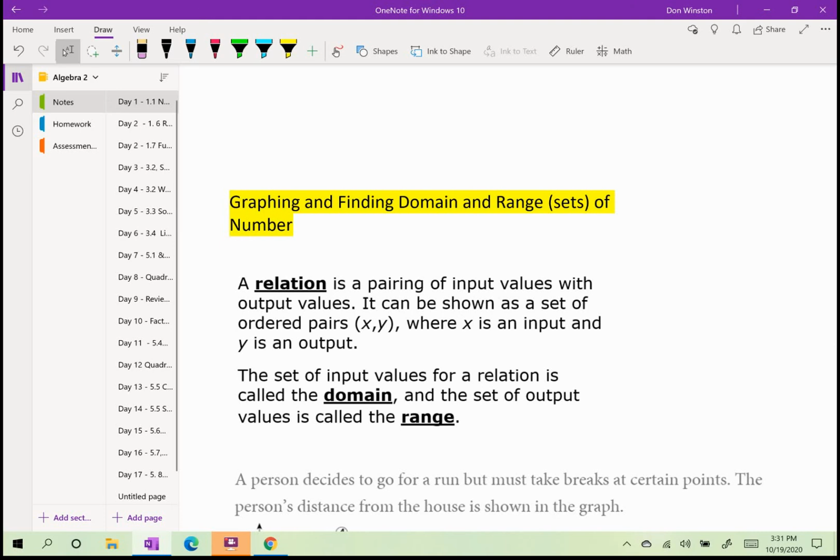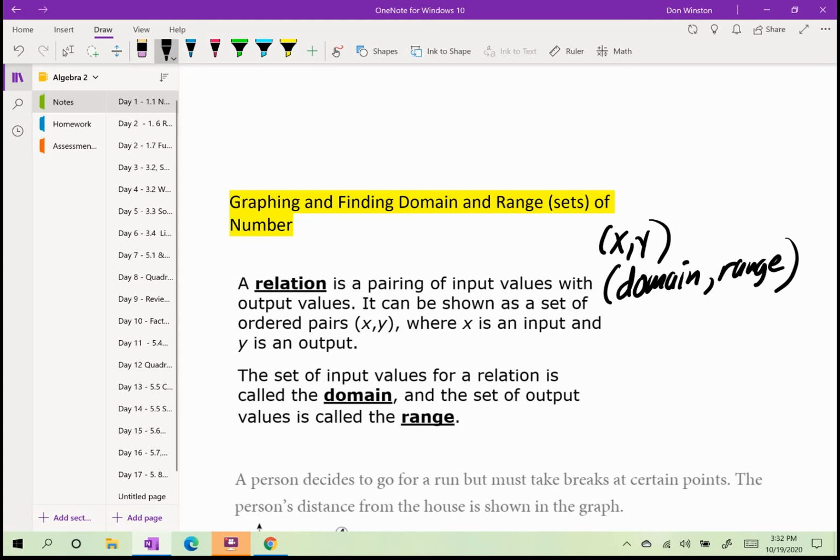But before we do that, let's define what a relation is. A relation is a pairing of input values with output values. It can be shown as a set of ordered pairs x, y, a coordinate point, if you will. Okay, you're quite familiar with a coordinate point x, y, x before y, where x is an input and y is an output. The set of input values for a relation is called the domain. Okay, so we say x is the domain, and then the range is y. Easy way to remember that: x before y, d before r.